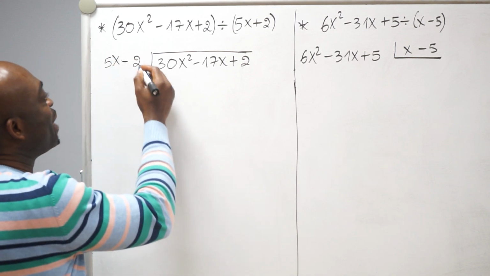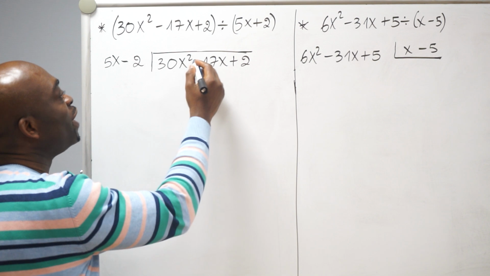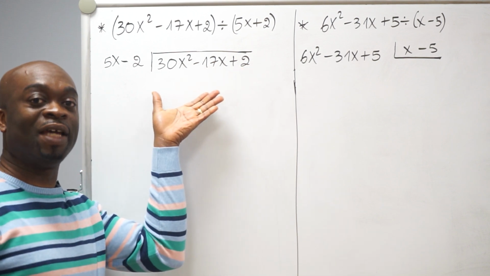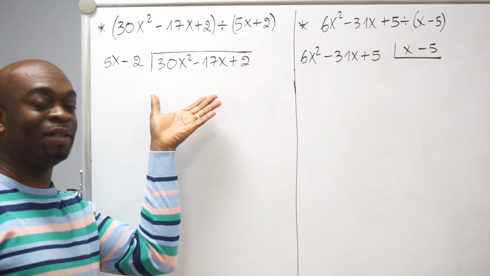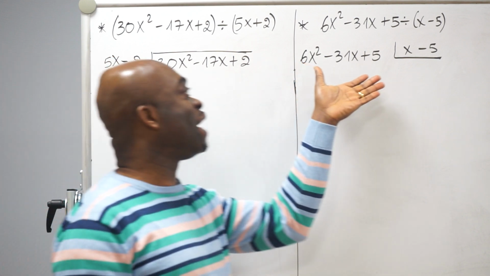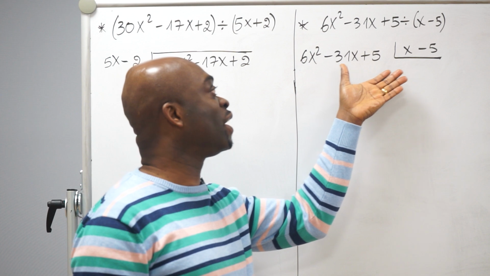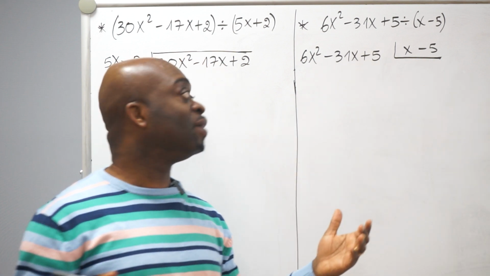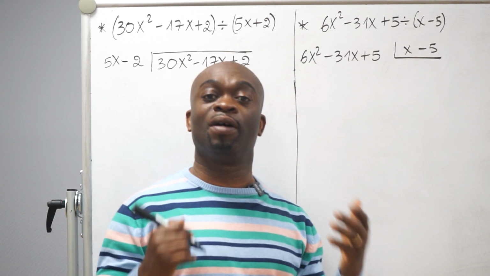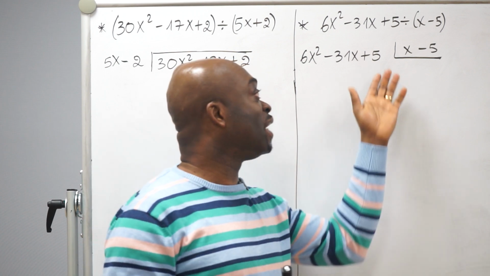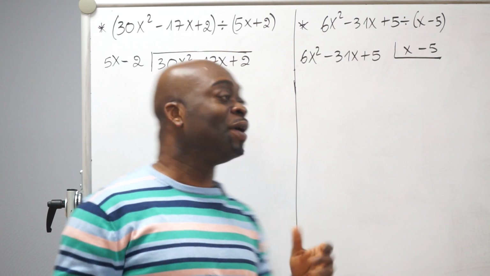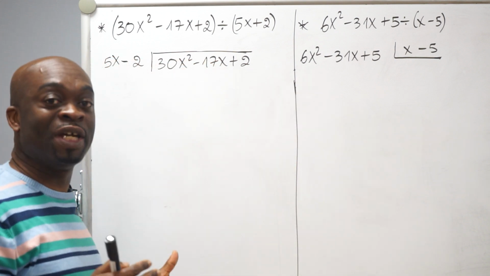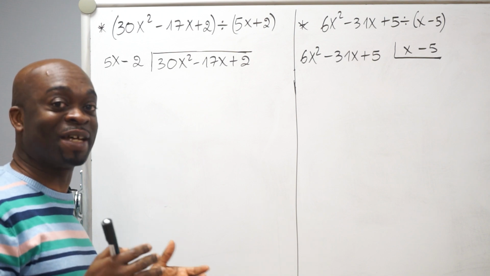If you look at 5x plus 2 divided into 30x squared minus 17x plus 2, this is how it is set up in the American system, the USA. And when you have it like this one here, 6x squared minus 31x plus 5 divided by x minus 5, this is the other way, used in areas like Africa, in many places in Asia, as well as in Europe, okay? But at the end of the day, it doesn't matter how you set it up, you should be able to get to the same answer. If you don't get the same answer, something is wrong somewhere.